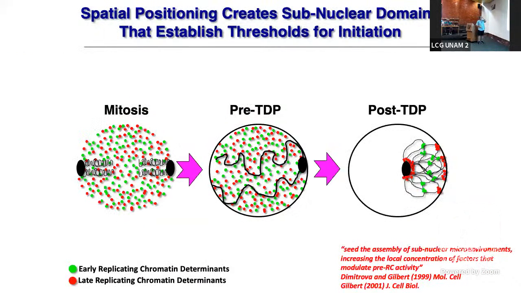Okay, so we proposed this very naive model back then, that whatever it is that regulates replication timing, maybe it's disassembled during mitosis, and then as domains or as regions of chromosomes become anchored, once they become anchored and they're immobile, you can then assemble microenvironments in the nucleus of different molecular composition, right? And what we said was it could seed the assembly of subnuclear microenvironments, increasing local concentrations of factors that modulate pre-replication complex activity, okay?